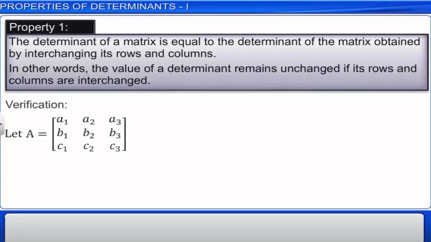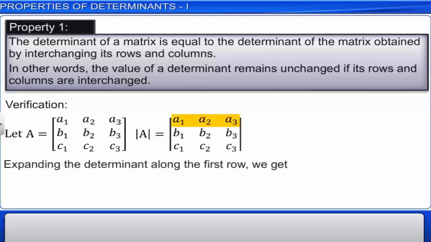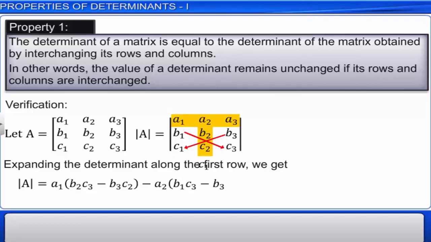Let A be a 3 by 3 square matrix. Let's evaluate the determinant of A. By expanding it along the first row, we get A1 times of B2 C3 minus B3 C2, minus A2 times of B1 C3 minus B3 C1, plus A3 times of B1 C2 minus B2 C1.